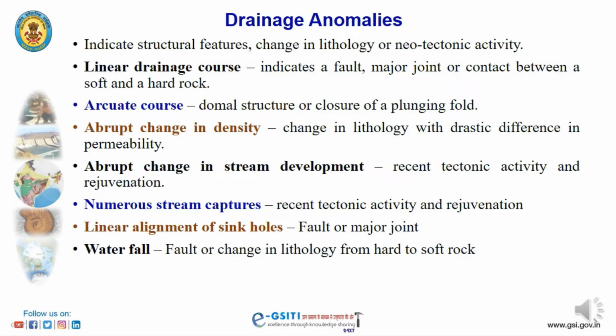What are the different drainage anomalies? They indicate structural features, change in lithology, or neotectonic activity. Linear drainage courses indicate a fault, major joint, or contact between soft and hard rocks. If an arcuate course is there, it indicates a domal structure or closure of a plunging fold. Abrupt changes in density of drainage indicate change in lithology with drastic difference in the permeability of the rock.